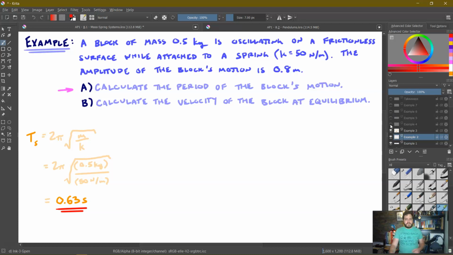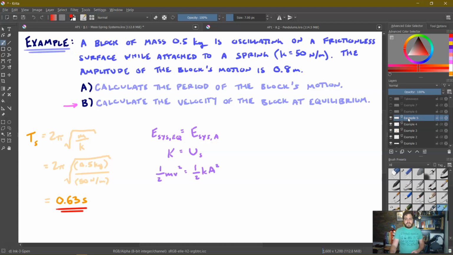Now going a step further, okay, let's say we want to calculate the velocity of the block at equilibrium. Well, let's keep in mind that the energy of this system is conserved. So if we look at the energy of the system at equilibrium, this has to equal the energy of the system when it's at some amplitude A, for instance, when it's at its maximum or min value. Well, at equilibrium, all the energy is kinetic. When it's at this amplitude, all the energy is elastic potential. So these two values are going to be equal to each other.